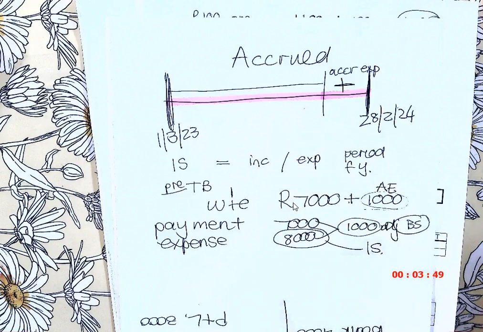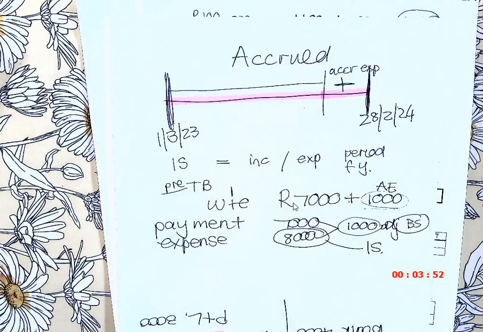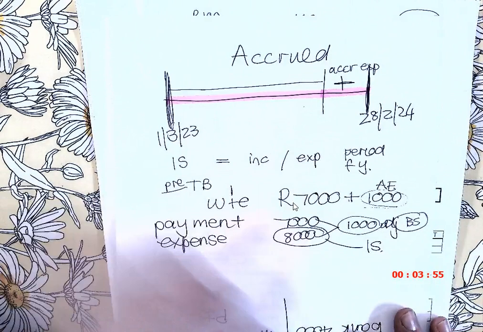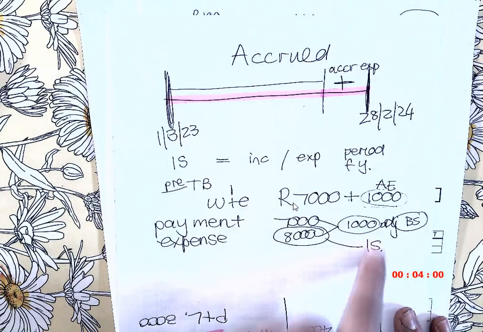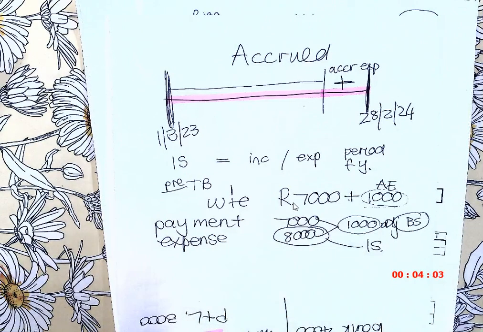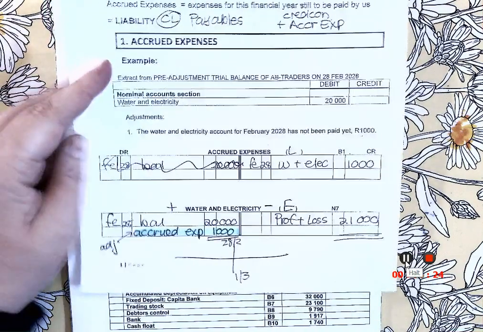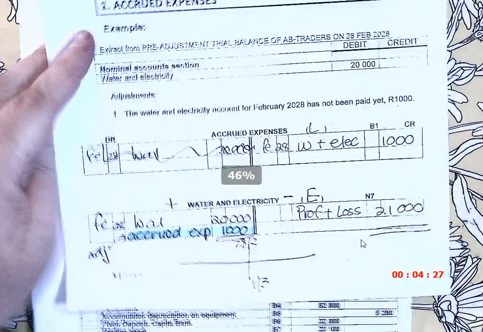Okay, if it's an income, same thing. Then my receipt would be 7, but my income would be 8, and the 1,000 adjustment would be a receivable. I still need to receive this money. Okay, but my income is both what I already received and what I'm supposed to receive in this financial year. Is everybody sharp?